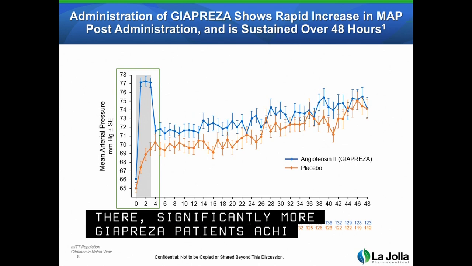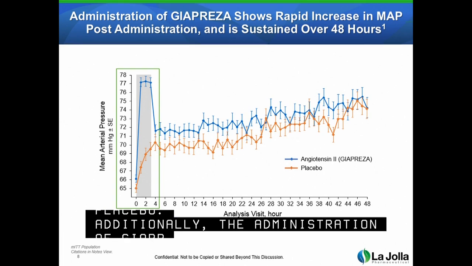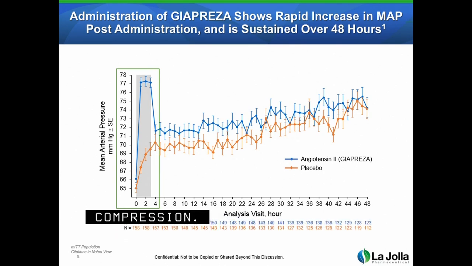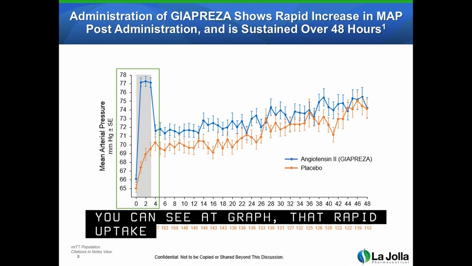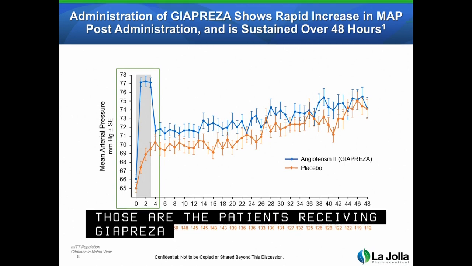Additionally, the administration of Giapreza showed a rapid increase in the mean arterial pressure. As you can see on the graph, there's that rapid uptick on the blue, and those are the patients receiving Giapreza. And then that increase in blood pressure was sustained over the 48 hours of the trial.